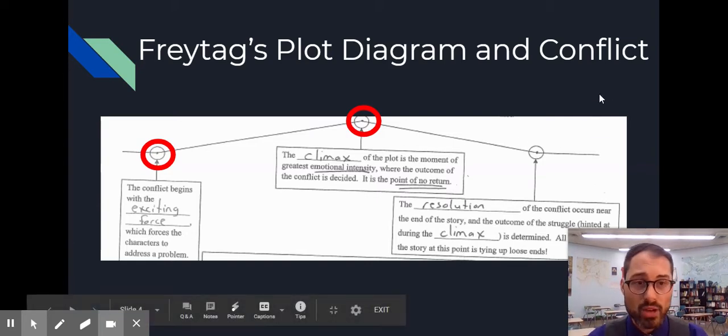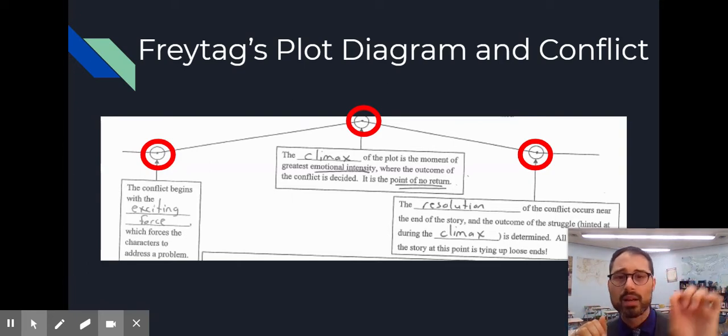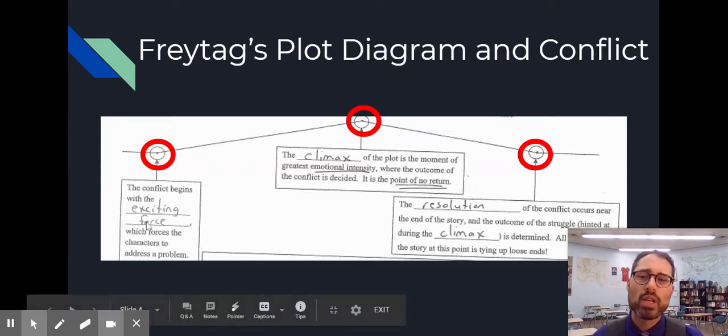Now, after the falling action of Freytag's pyramid, we get the resolution of the problem. It's not necessarily the end of the story, but that problem is wrapped up. Usually we can map these out as the major conflict in a book, a movie, a story, but there are also little mini conflicts throughout. So you may have a conflict that comes up in chapter one and is fixed by chapter four, even though there's 25 chapters in the book. But we are looking for the exciting force, the climax, and the resolution.